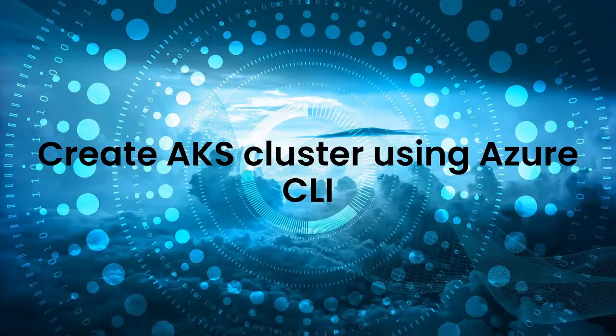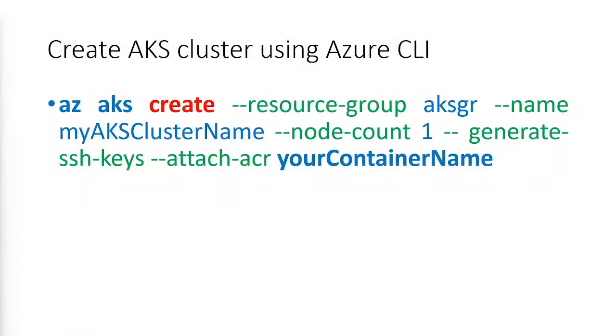And now we will create our Azure Kubernetes service cluster using Azure CLI. To create an AKS cluster, we use the az aks create command line. The following example will create a cluster named my AKS cluster name with one node. We need to specify the resource group. We need to generate our keys to be able to have administration access to our cluster after. And we need to attach our Azure Container Registry. We specify only the name.